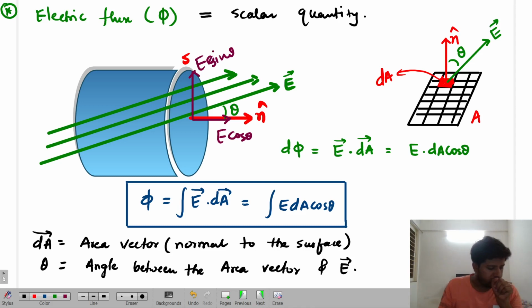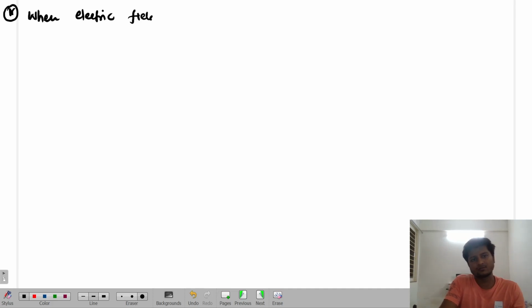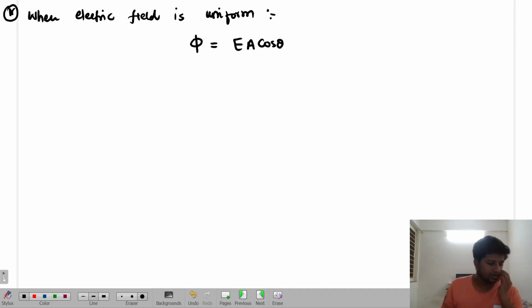Now, the question is, what if the electric field is uniform and the area is also uniform? So when the electric field is uniform, means it's totally constant, then flux is nothing but EA cos theta. Right or not? Directly. No need of integral sign. Are you able to get me or not? Which is equal to E vector dot A vector. Is that clear?